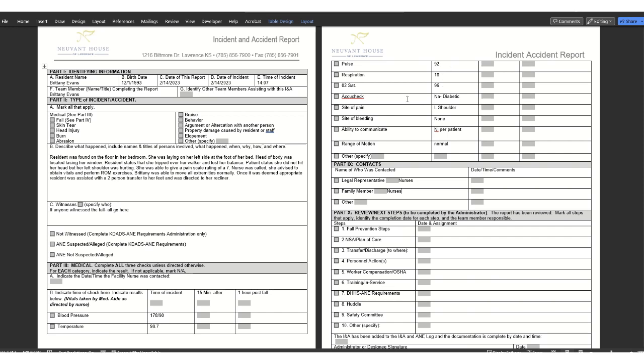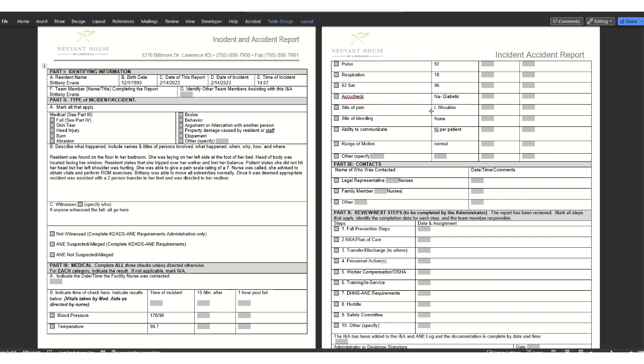The only time that you need to do an AccuCheck is if someone is diabetic. So if you notice someone doesn't look quite right and they fall, we can say, I wonder if that was low blood sugar related, and then you'll need to put an AccuCheck there. Right now we don't have any diabetic patients, so we don't have to worry about that.